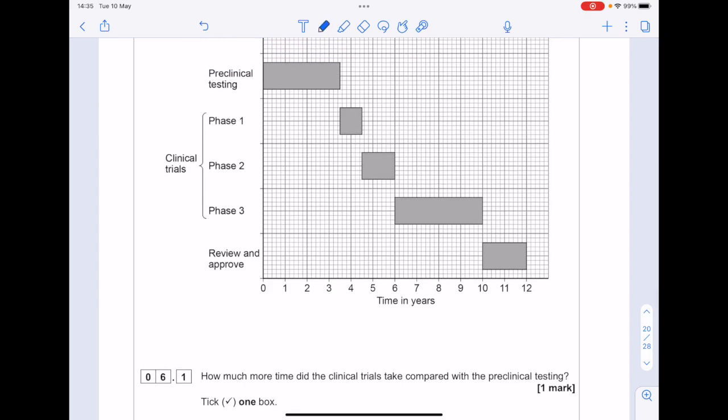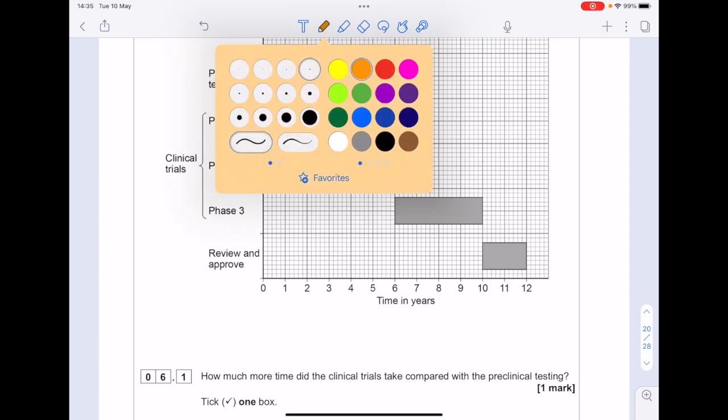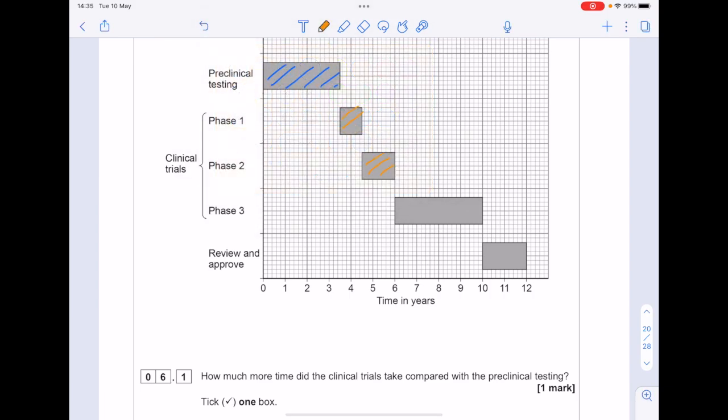Okay, so let's work out how long that took. And then let's change colour, and we need to add these ones all together because this is all clinical. So for preclinical testing, we can see here it took 3.5 years.